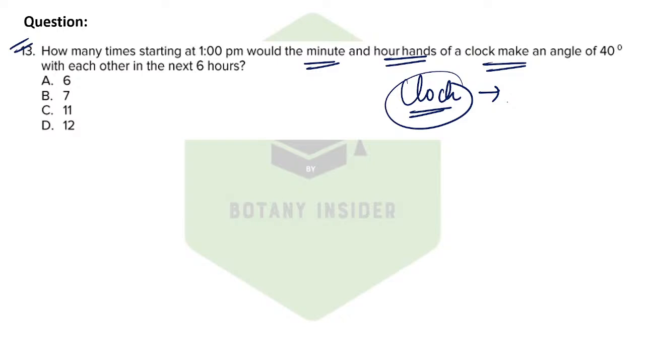Very good. Let's see. The question is asking how many times will the hour hand and the minute hand make a 40-degree angle, a 40-degree angle between your hour hand and your minute hand. When I look at the timing at 1 p.m., over here it is 12, over here it will be 1. So at 1 p.m., this is how the scenario looks.